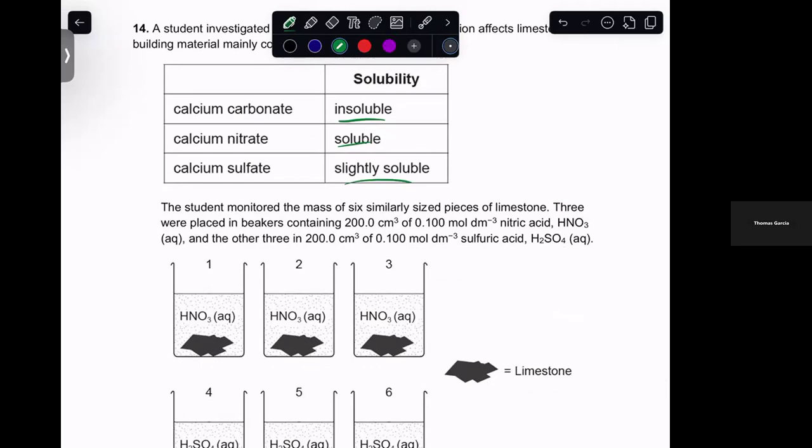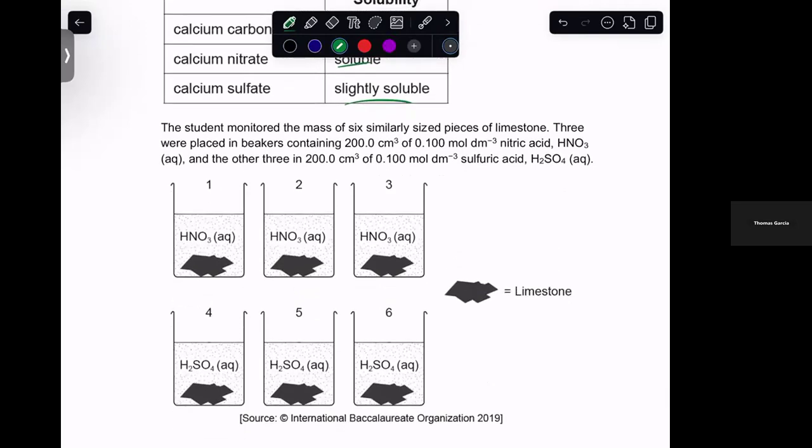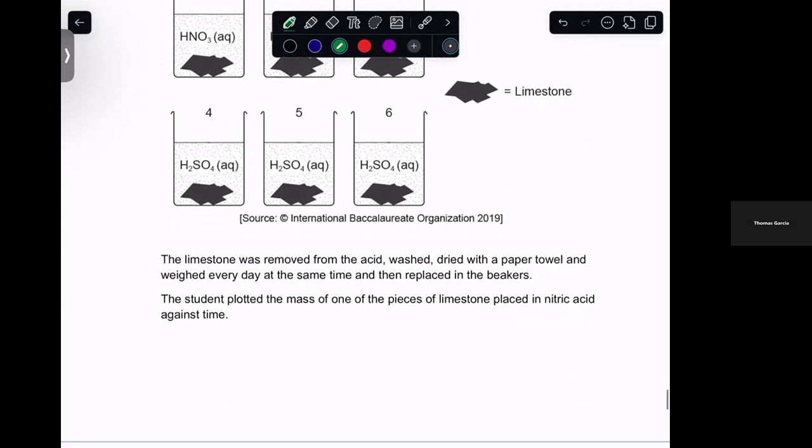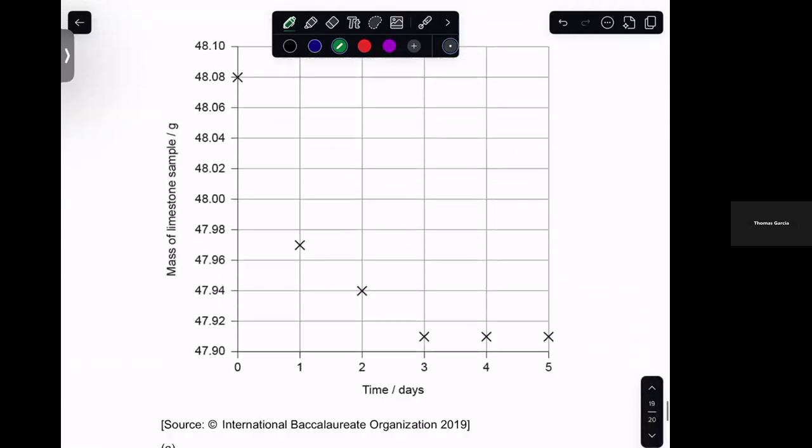The student monitored the mass of 6 similarly sized pieces of limestone. 3 were placed in beakers containing 200 centimeters cubed of 0.1 molar nitric acid, and the other 3 were in 200 centimeters cubed of 0.1 molar sulfuric acid. All right. So the limestone was removed from the acid, washed, dried with paper towel, weighed every day at the same time, and then replaced in the beakers. The student plotted the mass of one of the pieces of limestone placed in nitric acid against time.